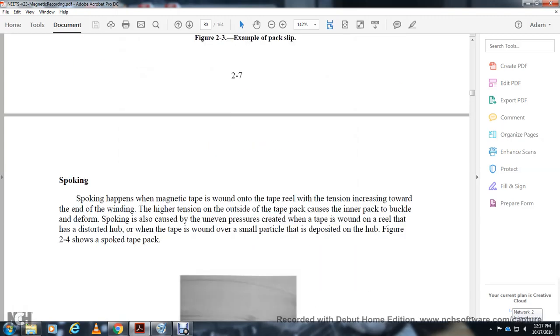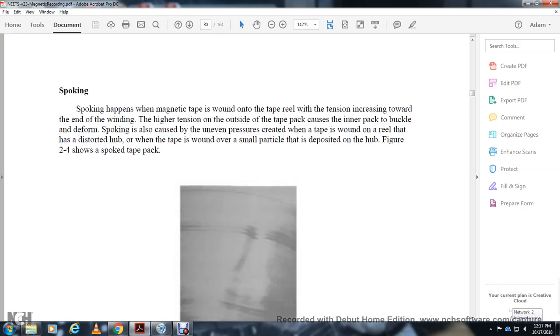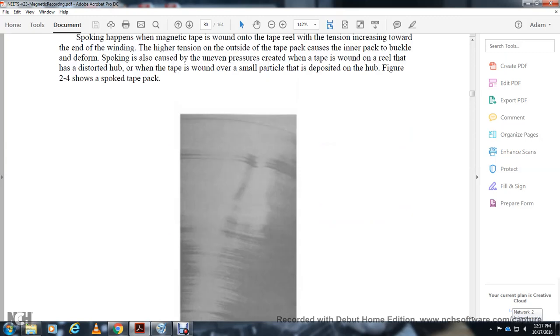Spoking happens when the magnetic tape is wound onto the reel with too much tension toward the end of the winding. The high tension from the outside of the tape compresses the inner pack and causes it to deform into spokes. The uneven pressure is created when the tape is wound over the small part of the top of the hub. Figure 2-4 shows a spoked tape pack.